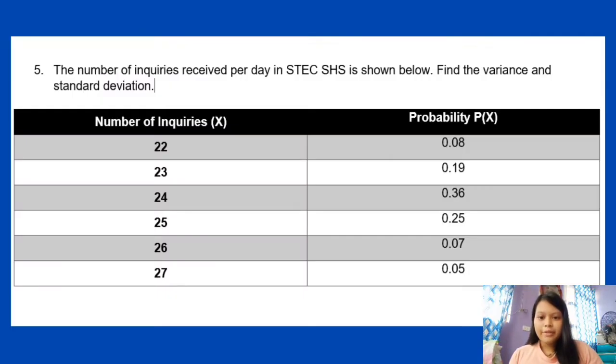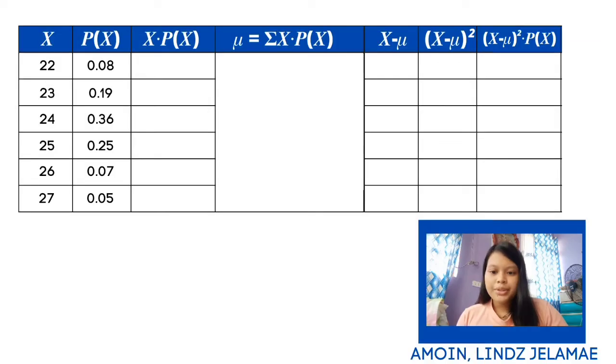For item number 5, the number of inquiries received per day in Stack Senior High School is shown in the table. Now we are going to find the variance and standard deviation of the given data. So in order to do that, we are going to find the values under these columns of the table for us to arrive at the variance and standard deviation. So for x, which represents the number of inquiries, we have here 22, 23, 24, 25, 26, and 27. And for p of x, which represents the probability of the number of inquiries, 0.08, 0.19, 0.36, 0.25, 0.07, and 0.05.